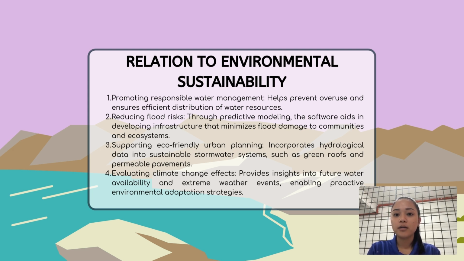The software also helps in reducing flood risk through predictive modeling, which assists in designing infrastructure that protects both communities and natural ecosystems. In urban development, HEC-HMS encourages eco-friendly planning by integrating hydrological data into sustainable stormwater systems like green roofs and permeable pavements. Additionally, it is valuable for evaluating the effects of climate change, offering insights into future water availability and extreme weather events to support proactive environmental planning.